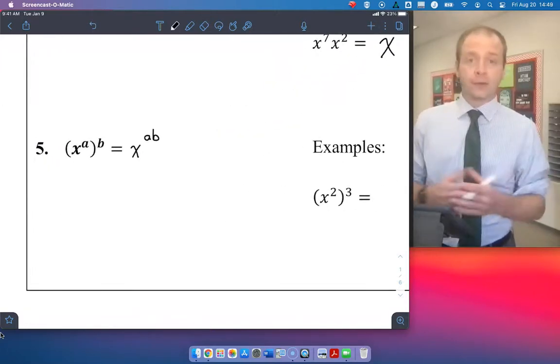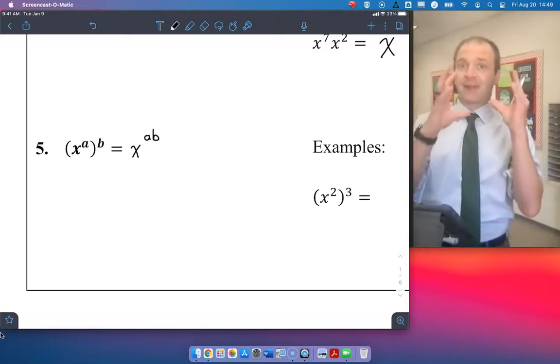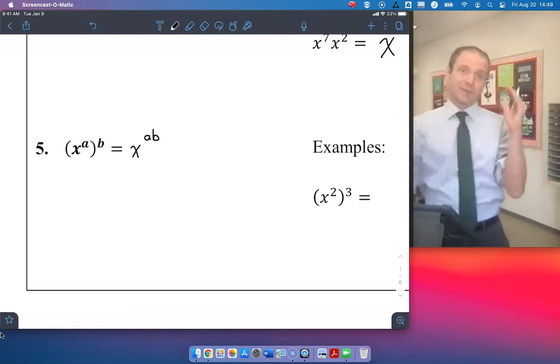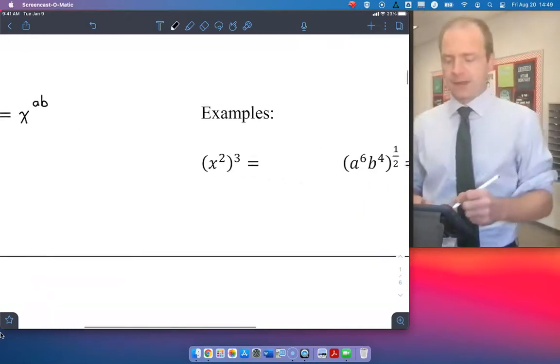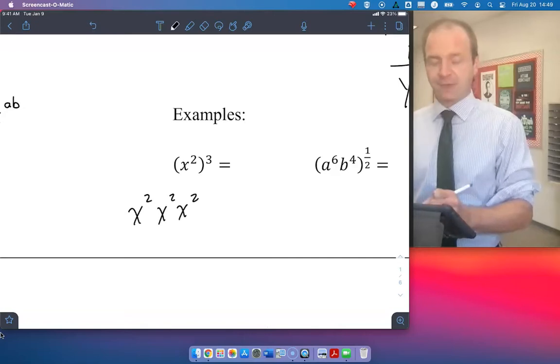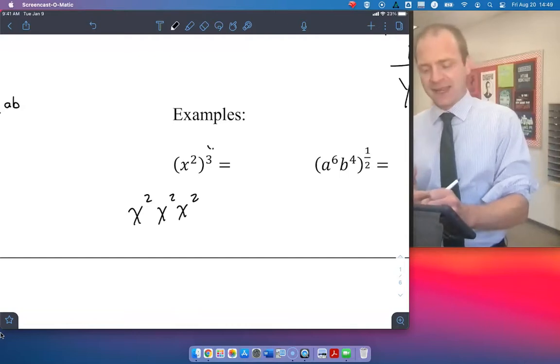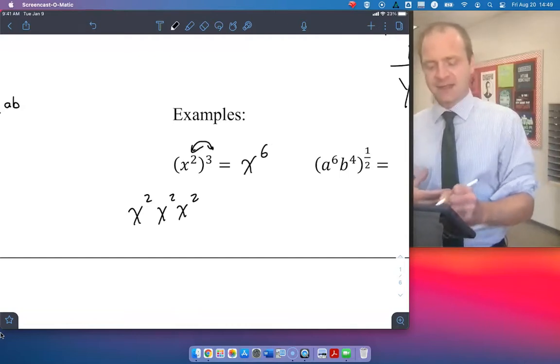Well, then you have the power rule. Power rule says if you're taking an object that has an exponent inside of it and raising that object to a power, you're going to multiply the 2 exponents together. Because this really means I have 3x squared being multiplied. And rather than writing it out like that, that's just a lot of work. I'm just going to take 3 times 2 and get x to the 6th.